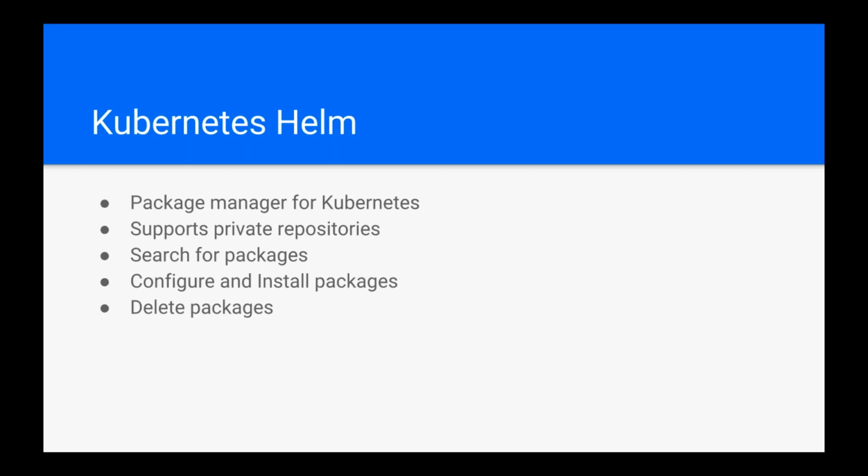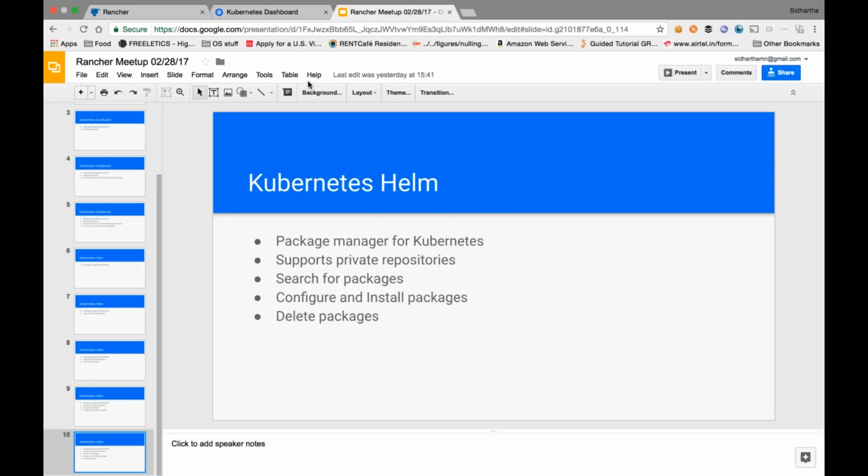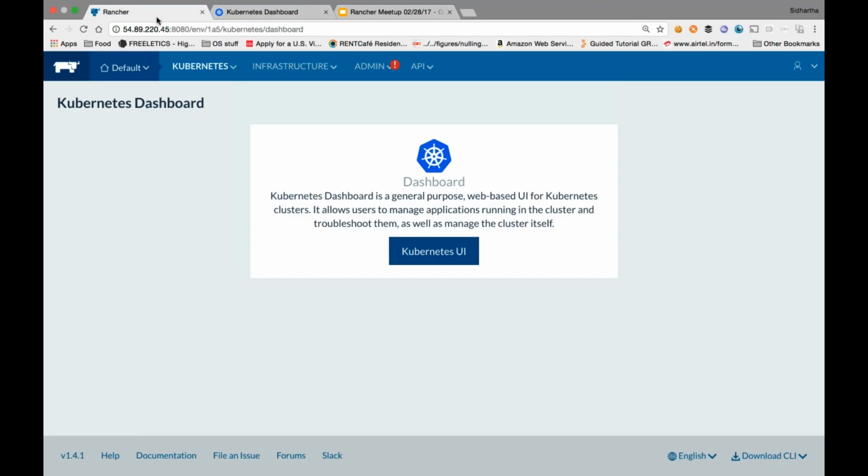So just like I showed you how to install WordPress and MySQL through the dashboard UI, I'm also going to show you how to install the same in a different namespace this time using Helm, and you'll see how much simpler it is to just launch it using Helm. Rancher comes pre-built with Helm too, just like it comes pre-built with Dashboard. So you don't need to set up any environment for it. You can just start using it.